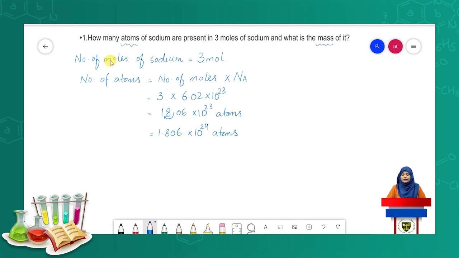अब देखते हैं कि हाउ टू कैलकुलेट द मास ऑफ इट, यानी कि मास इन 3 मोल्स। सो उसके लिए हम देखेंगे मास का फॉर्मूला। सो मास ऑफ अ सब्सटेंस is equal to number of moles multiply by molar mass। and what about molar mass?